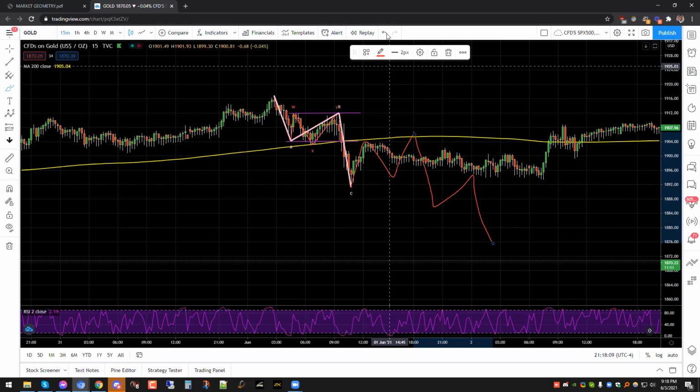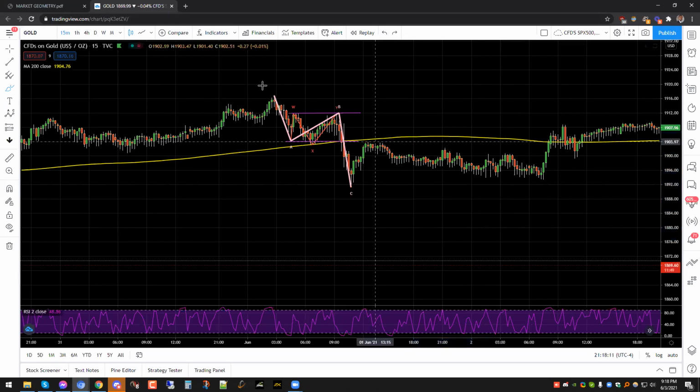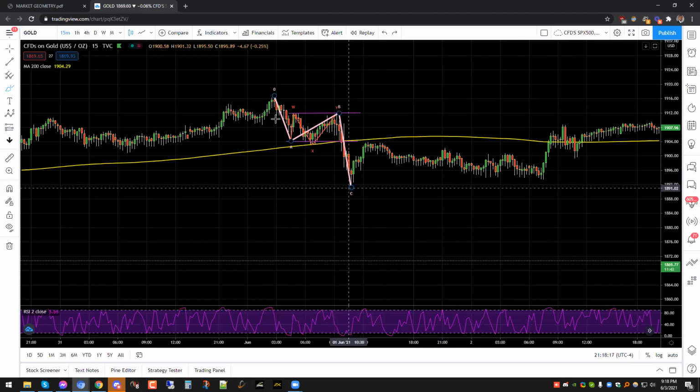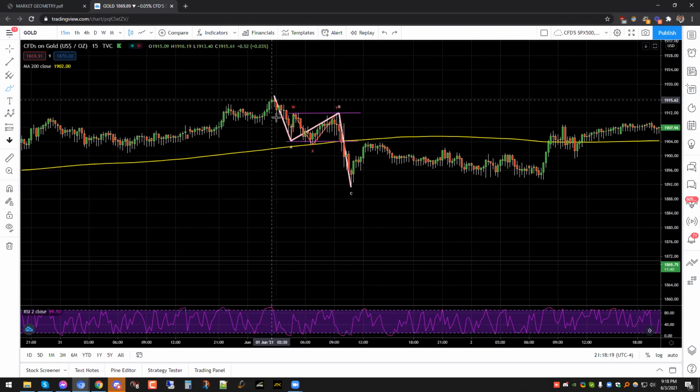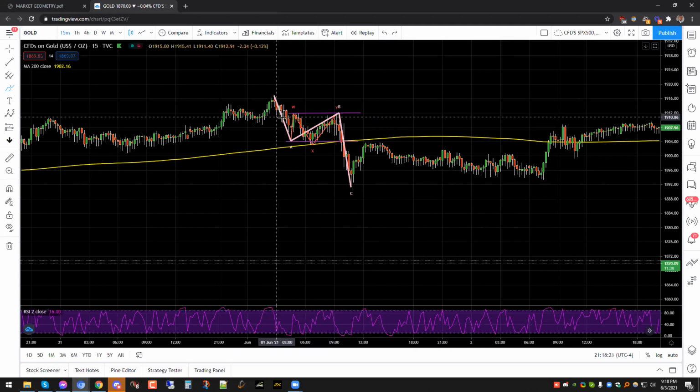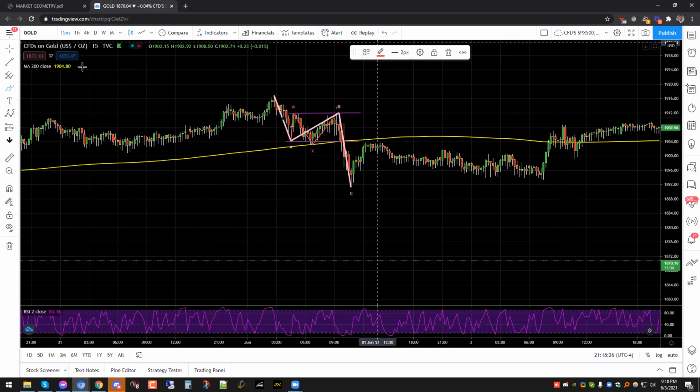Okay, so let's go back. Now, after this three-wave corrective move, and we were able to identify this move as being corrective because we can just simply look at this and see that it's three waves. Let me just move this out of the way. 1 second.